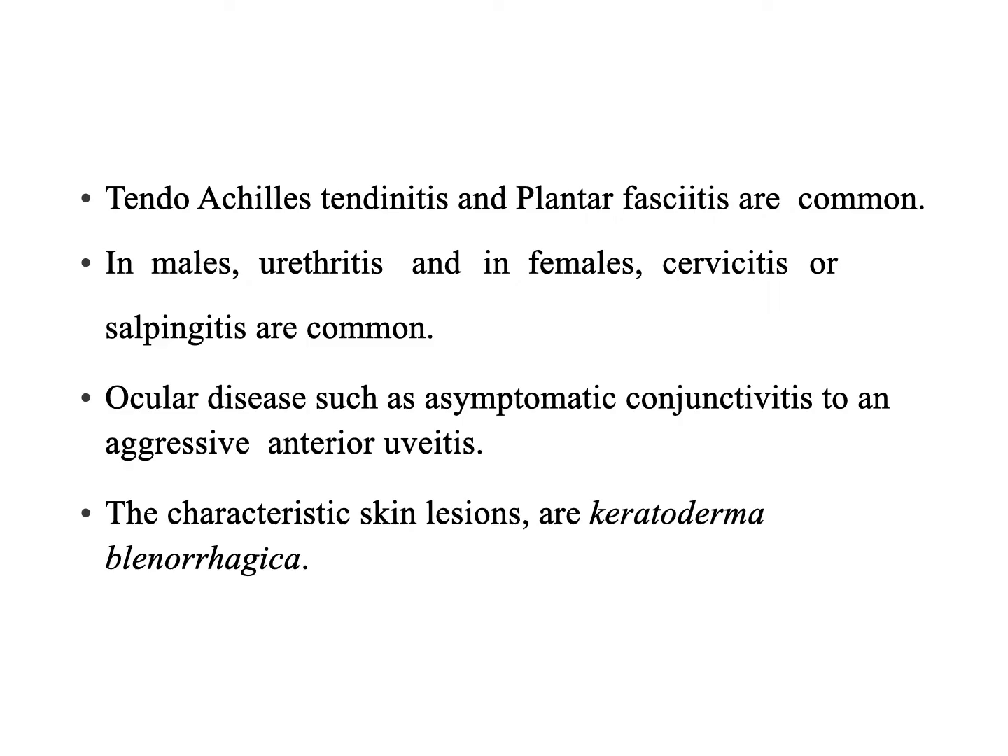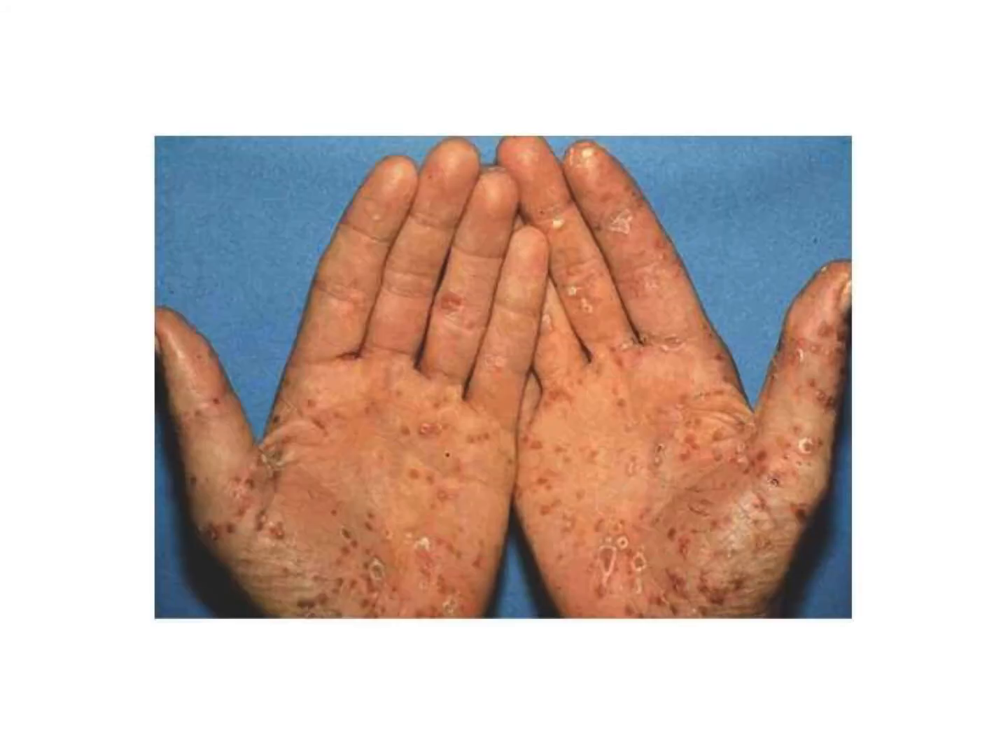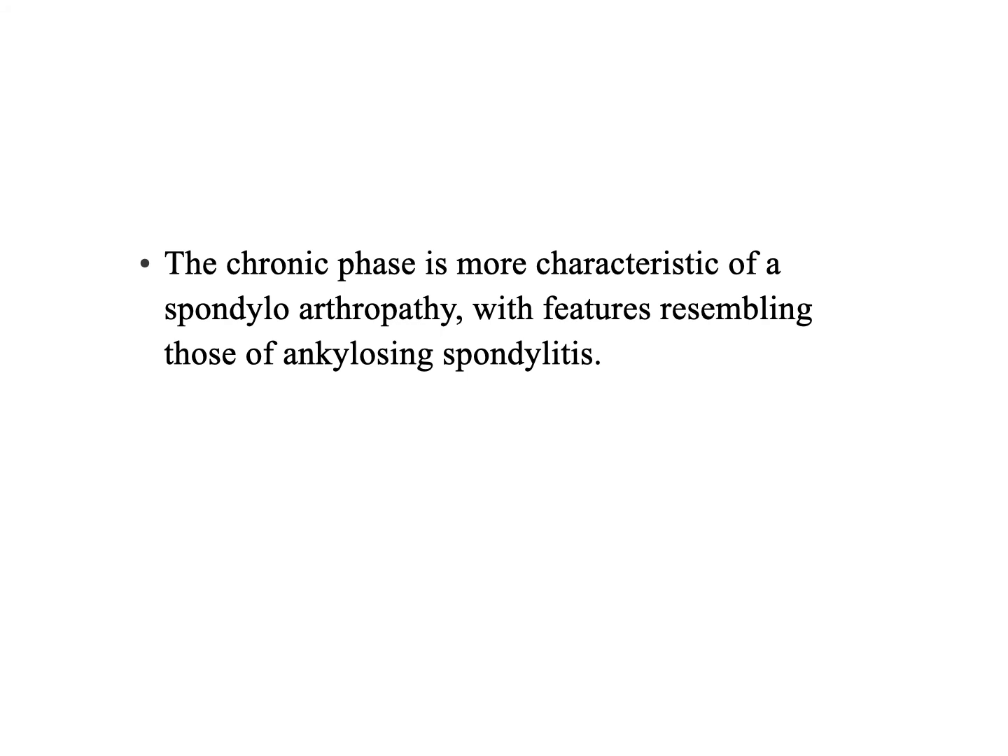Tendo Achilles or plantar fasciitis are common. In males, urethritis, and in females, cervicitis or salpingitis are common. Ocular disease ranges from asymptomatic conjunctivitis to an aggressive anterior uveitis. The characteristic skin lesions are keratoderma blennorrhagica. This is an example of keratoderma. The chronic phase is more characteristic of spondyloarthropathy with features resembling those of ankylosing spondylitis.